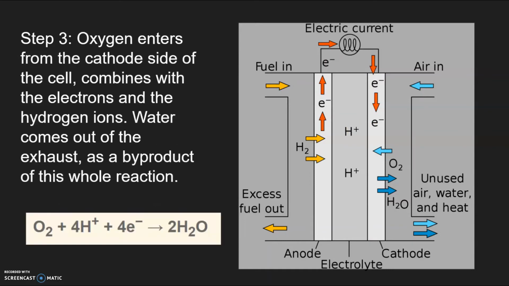Now let's move on to step 3. Alright, so oxygen enters through the cathode side and enters the catalyst layer. It combines with the hydrogen protons that pass through the electrolyte to form water, and the reaction is written down here if you're curious. The activation energy for this reaction is provided by the catalyst.